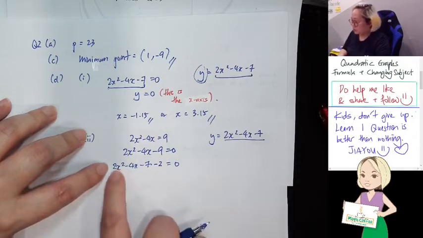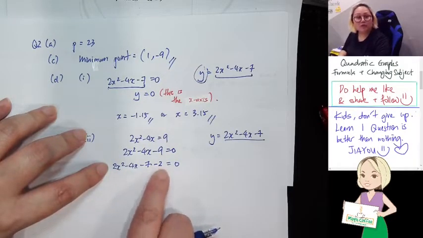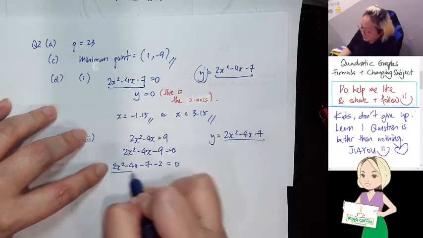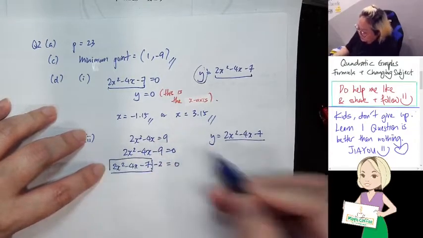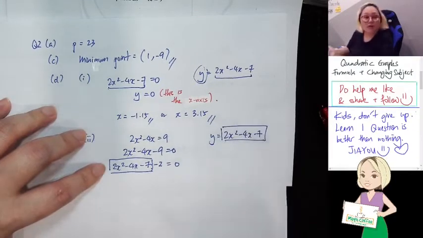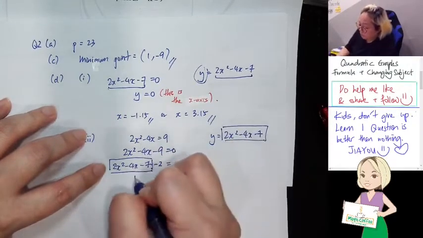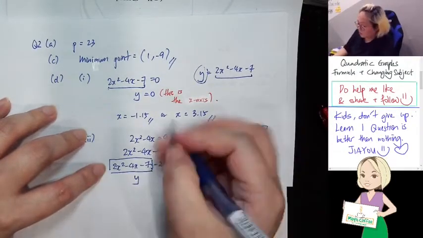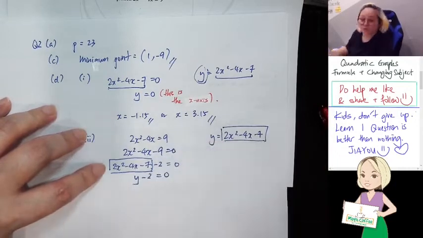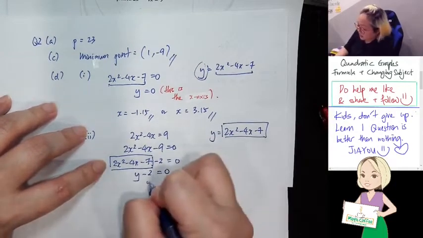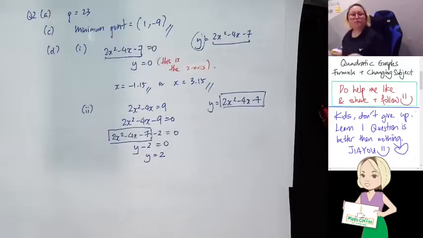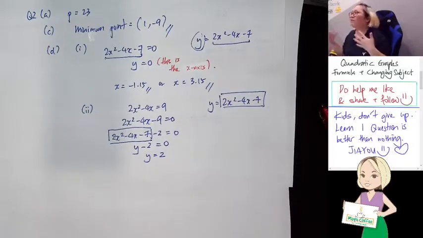Okay, so it's 2x squared minus 4x minus 7 minus 2 equals 0. So take note of this. Now you're going to replace this with y. And you will know it is y equals 2, equals 0. And they want you to draw the line for y equals 2. So this is how you manipulate the quadratic equation into the equation of the additional graph, or the line that you need to draw on the graph.